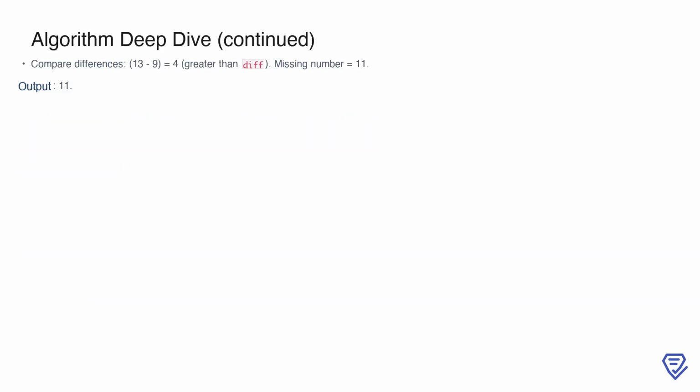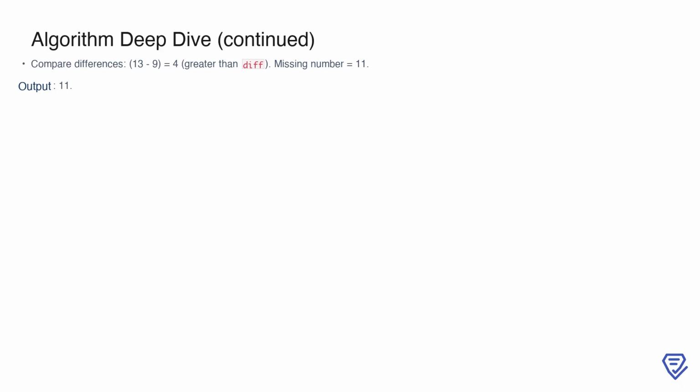Consider the input array 5, 7, 9, 13. First, we compute the common difference, (13 - 5) divided by 4, which gives us 2. Using binary search, we start by checking the middle element, which is 7 at index 1. The difference between 7 and 5 is 2, matching the expected diff, so we continue the search.